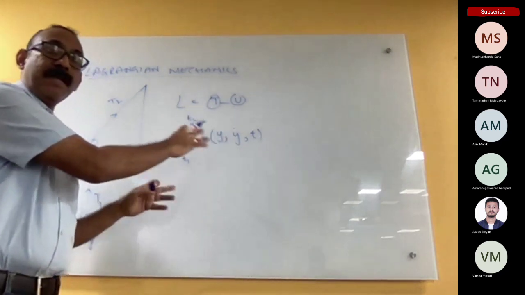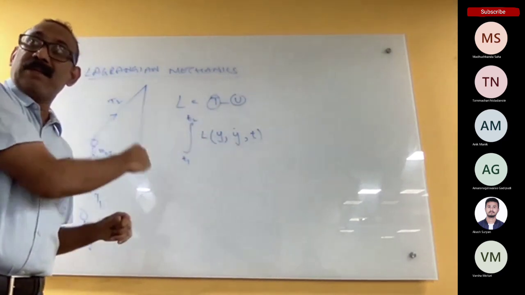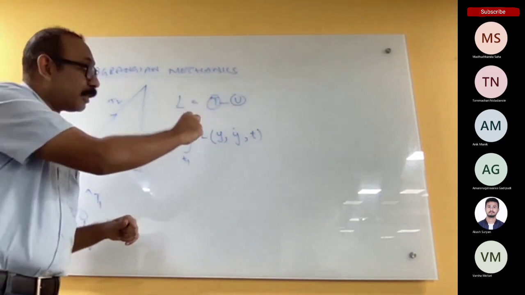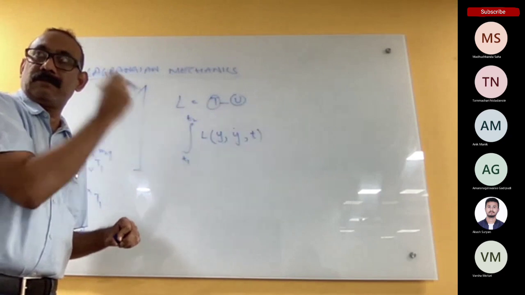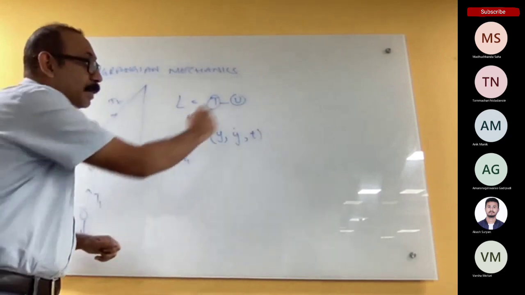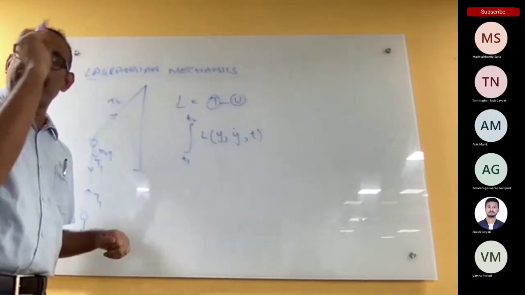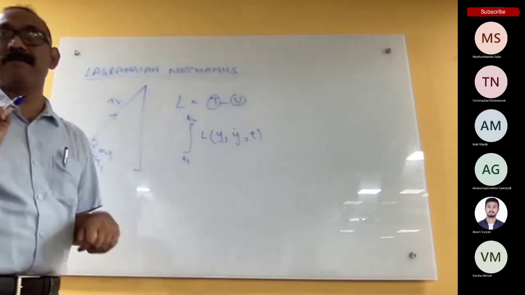This function needs to be minimized. That is the path it will take. The path that will, the function that will minimize this integral. Understand what I'm saying? The function that will minimize this integral is the path that the particle will take.